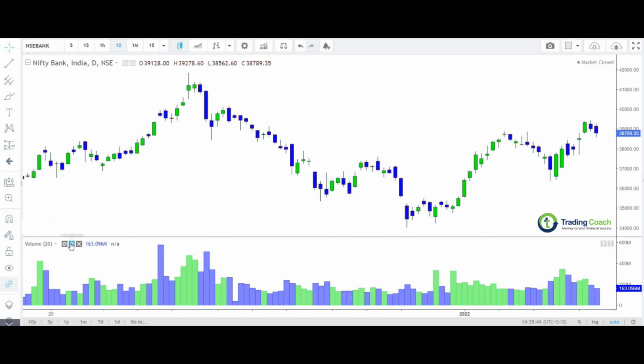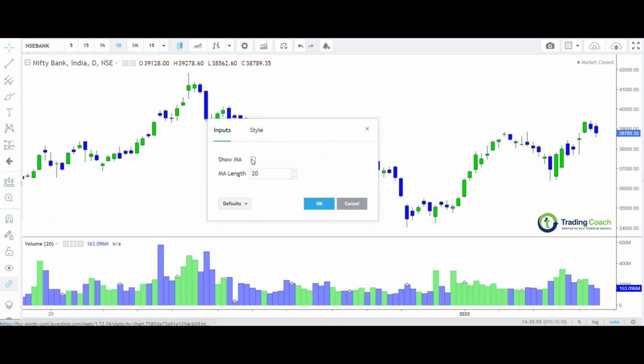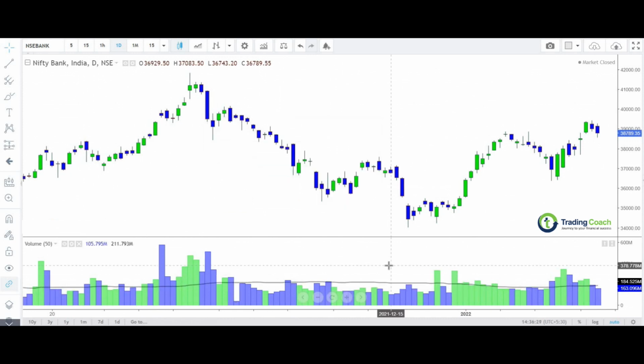Let me go to the settings of the volume at this point, go to the inputs, and click on the show moving average option. This particular platform has a default option of using the moving average on top of the volume. I will add the moving average and change the number to 50 period. As you can see on the chart, on top of this volume graph, we have added the moving average of the volume.